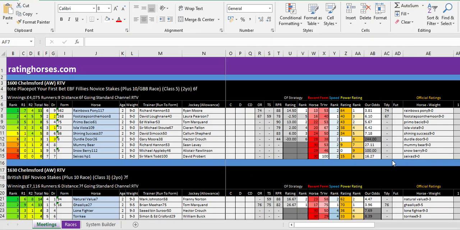Today, I shall be going through the daily spreadsheet, going through the individual columns, explaining exactly what they mean and what they consist of.